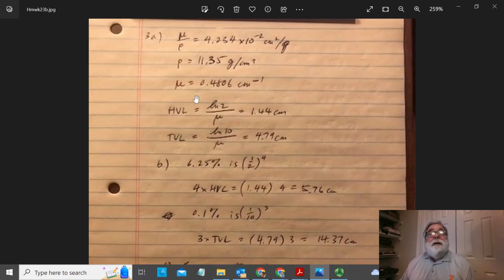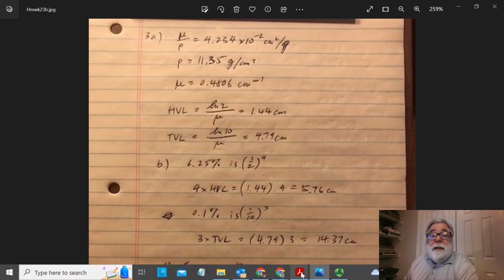Now, the half value layer is reducing the amount of material by half. That's an ln 2. So e to the minus mu t is equal to 1/2. If I unwind that and take the logarithm of both sides, invert it because it's a minus mu t, I get that the half value layer thickness is ln 2 over the linear attenuation coefficient. I do that calculation based on that constant, and here's what I get out, 1.44 centimeters.